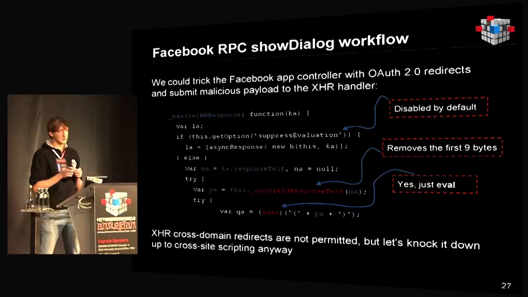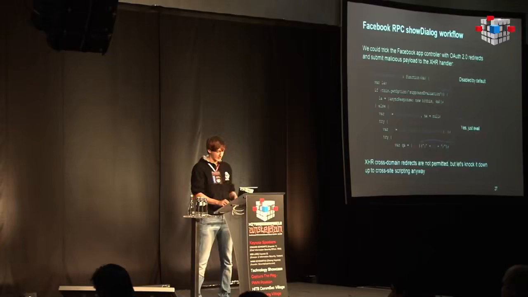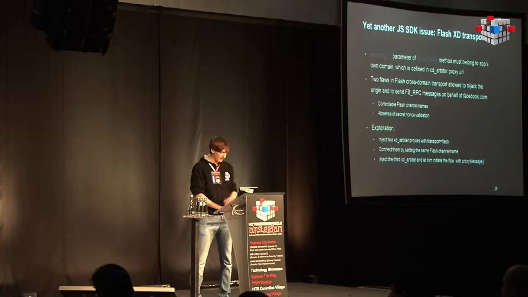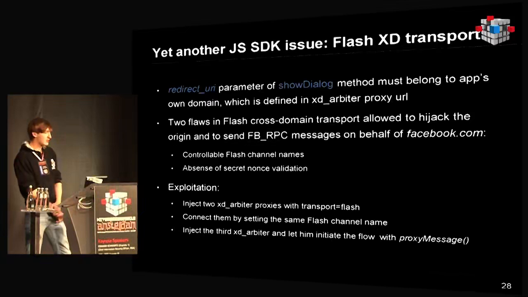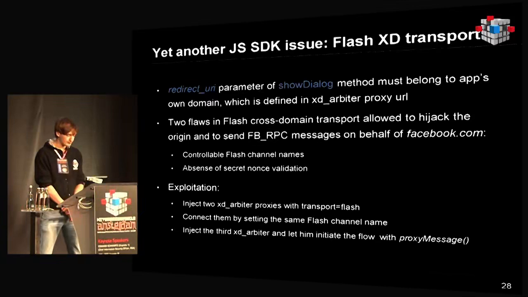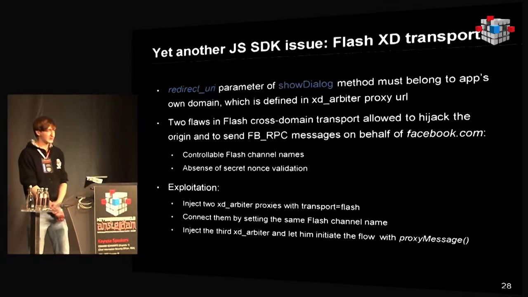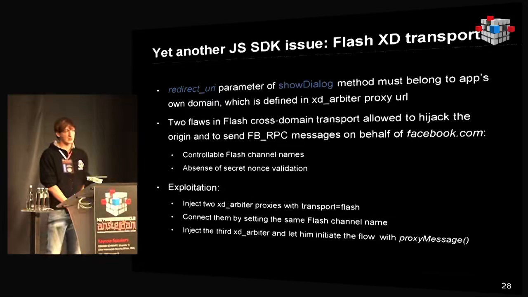We cannot just redirect. Remember that the dialog endpoint is also the OAuth endpoint. So we can set the redirect URI and try to redirect the flow to some interesting URL. But AJAX redirects are not permitted if they are cross-domain. So I needed another method to make calls on behalf of the Facebook.com domain.